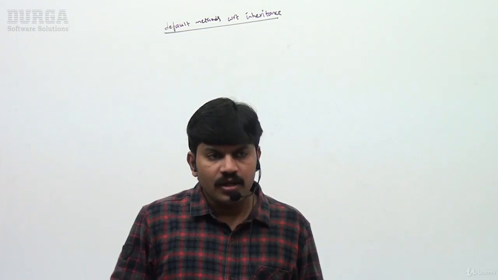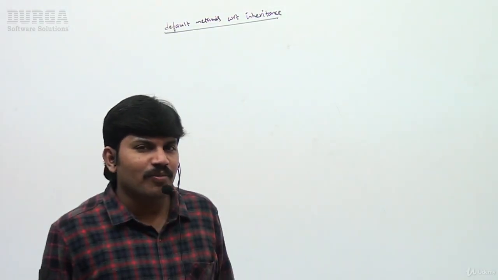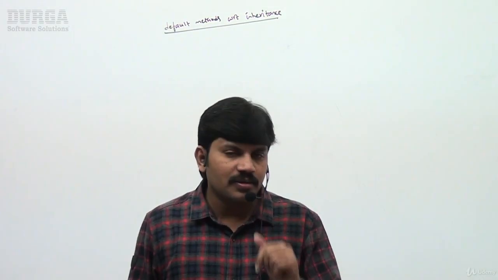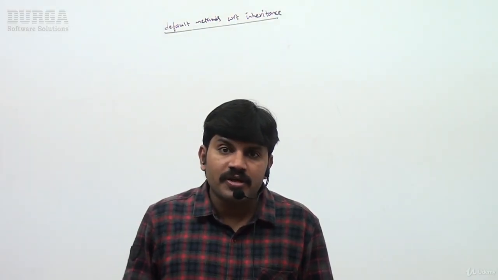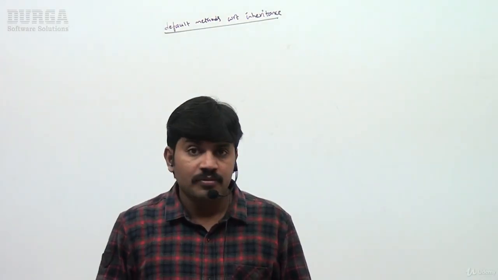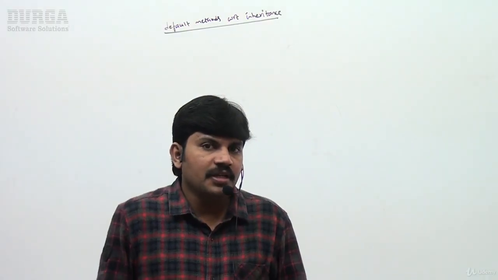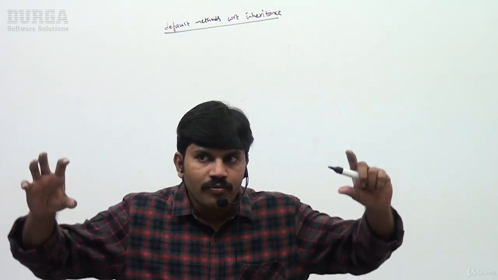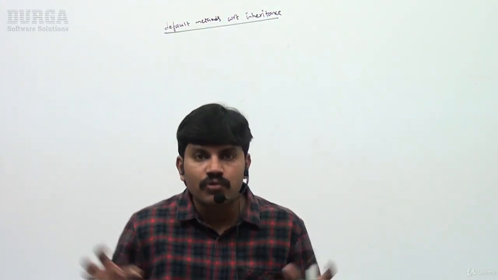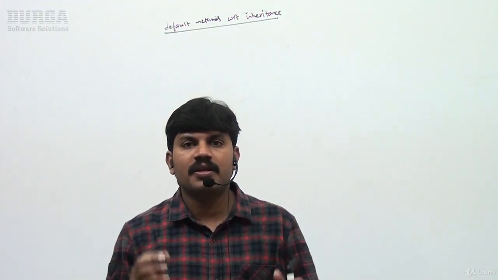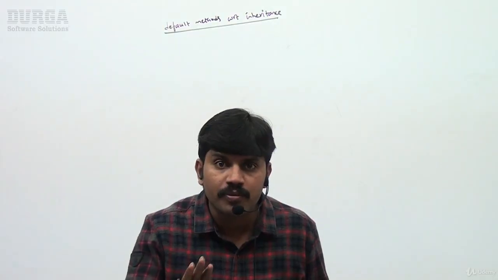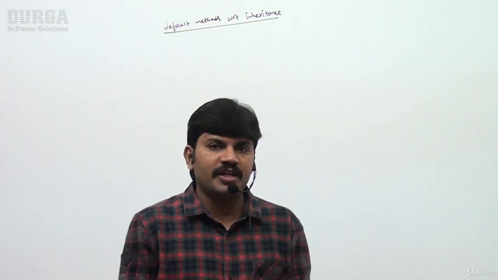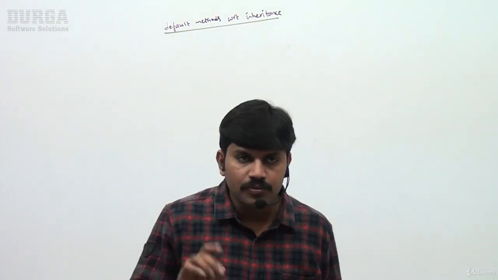Clear. Now there is one small problem in the case of default methods with respect to multiple inheritance, because a class can implement any number of interfaces. If the same default method comes to that class from multiple interfaces, there may be a chance of an ambiguity problem. What is the meaning? Let me explain with a small example so you can understand, right?